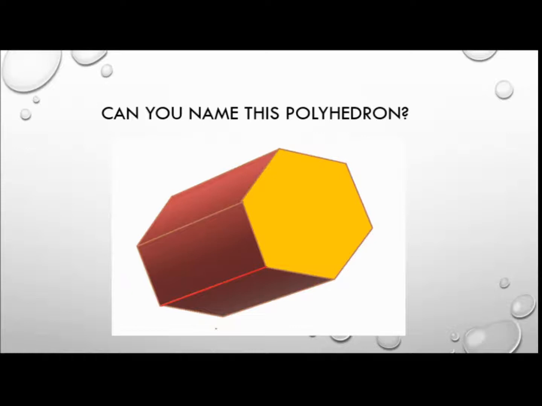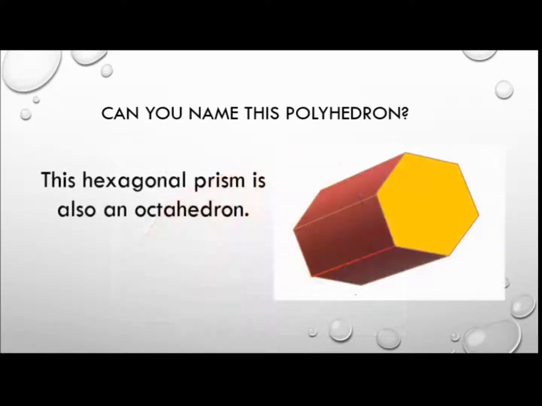Okay, what about this shape? Take your time, pause the video. Remember, it has a top and bottom as well as sides. Okay, this hexagonal prism is also an octahedron. It has 6 rectangular faces and 2 hexagonal faces.